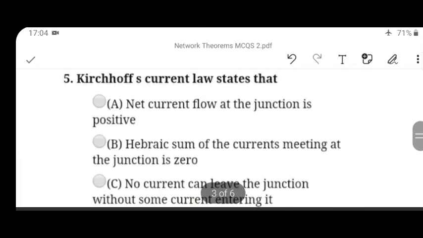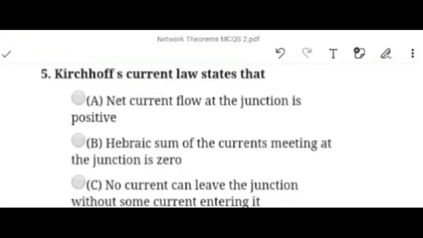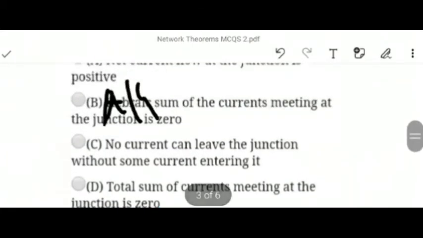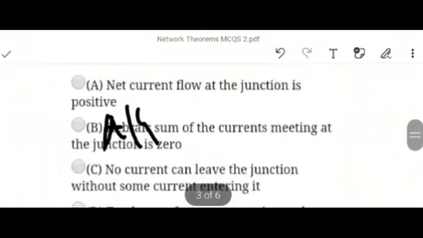Now in the fifth question, Kirchhoff's current law states that. The options are: net current flow at the junction is positive; algebraic sum of the currents meeting at the junction is 0; no current can leave that junction without same current entering it; total sum of currents meeting at the junction is 0. So we should know that in Kirchhoff's current law, the algebraic sum of the currents meeting at the junction is 0.